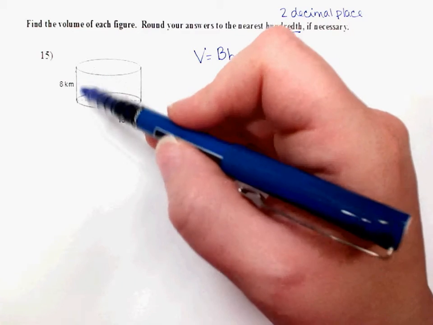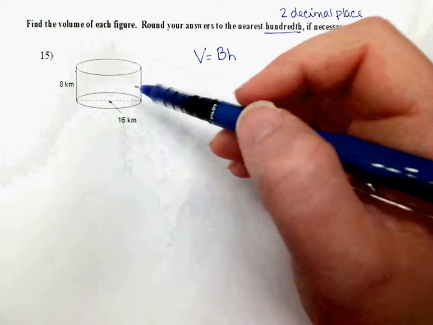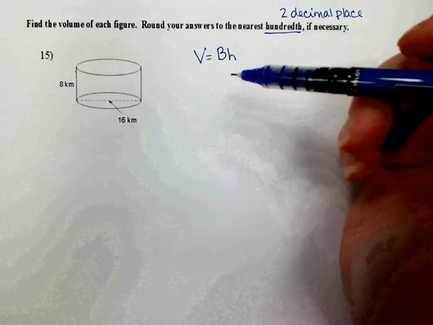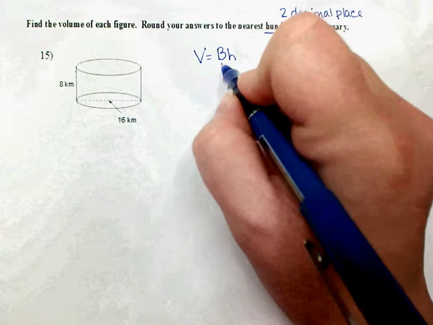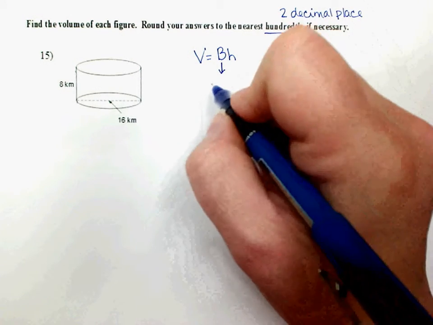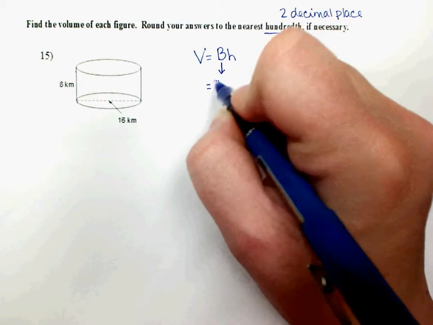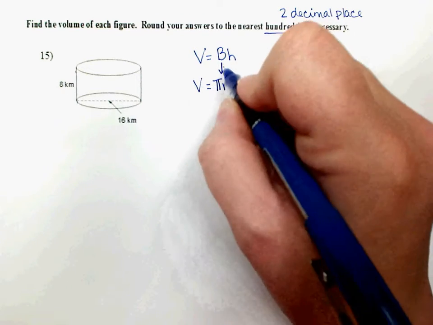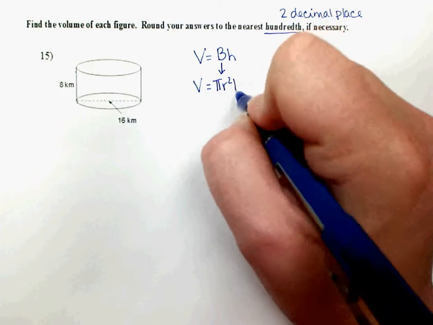It won't always be vertical. I could turn this cylinder on its side and then the height would be horizontal, but it's always the distance between those circular bases. Now the base is a circle, so to find the area of a circle, it's pi r squared. So the volume of a cylinder is pi r squared times height.